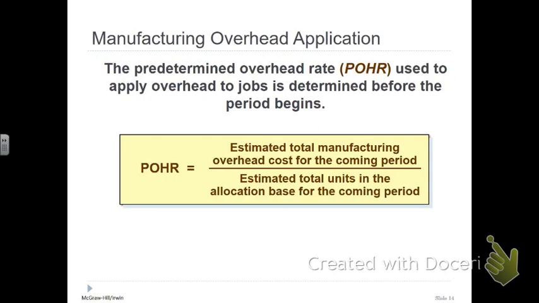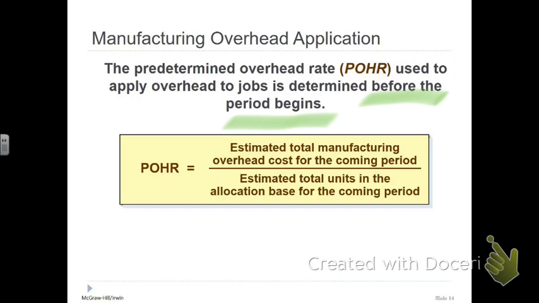So what you need to come up with is a predetermined overhead rate. And to calculate that predetermined overhead rate, it is done, first off, before the period begins. I used to often get a call in October or September or even August asking, how much do you think it's going to cost next year for this? Part of me wanted to say, how the heck do I know what it's going to cost a year from now for this particular product?